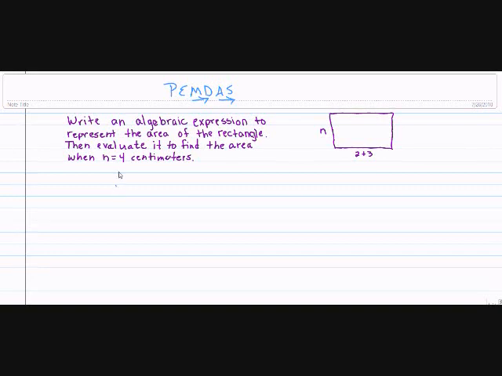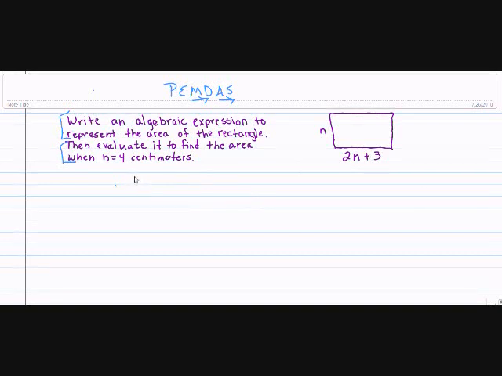So we're going to do two things here. First, we're going to write an expression, and then we're going to evaluate it, and evaluate means to solve, and they want us to solve it by substituting in the 4 every time we see the n. And if you wait just a second, this here is supposed to be 2n plus 3.